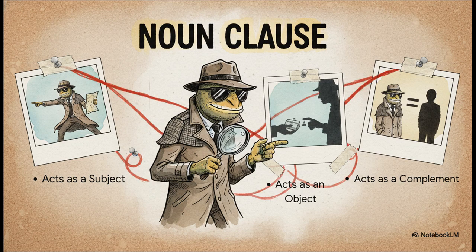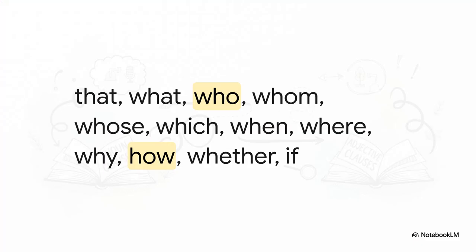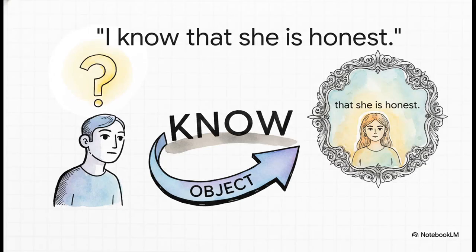It's super flexible. Now, here are your first major clues. You'll want to keep an eye out for these words because noun clauses often start with them. Words like that, what, who, why. If you see one of these, it's a huge signal you might be looking at a noun clause. Let's see this in action. Take the sentence, I know that she is honest. Ask yourself, what do I know? I know that she is honest. See? That entire chunk of words is acting as the object of the verb know.